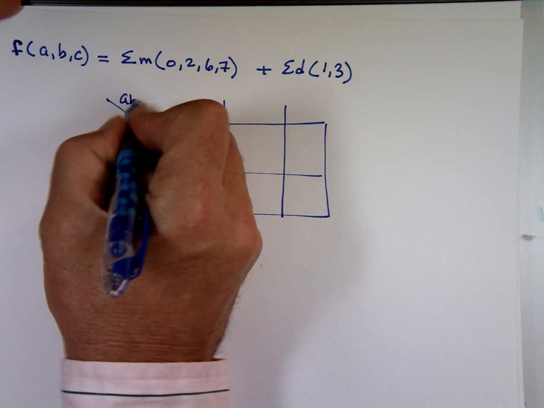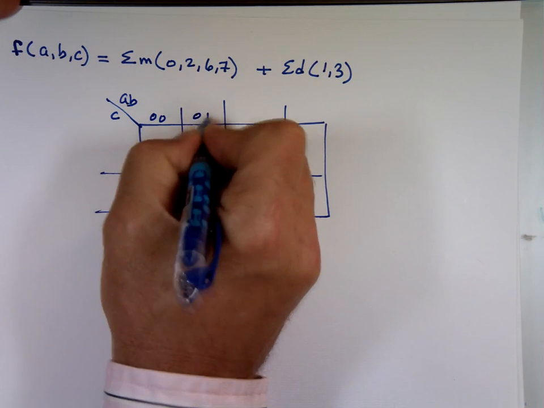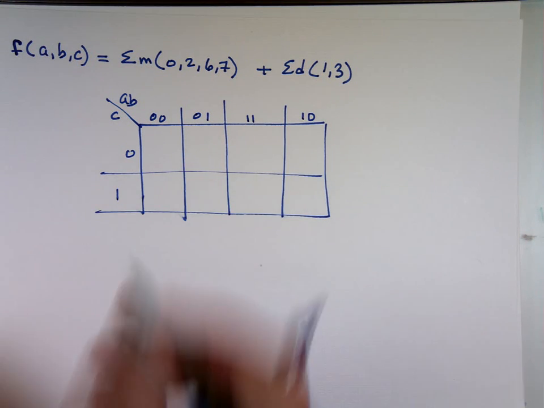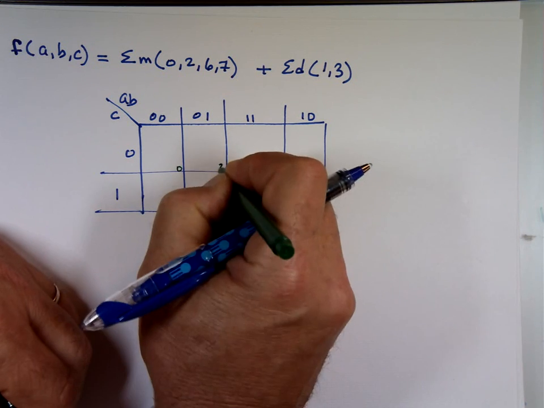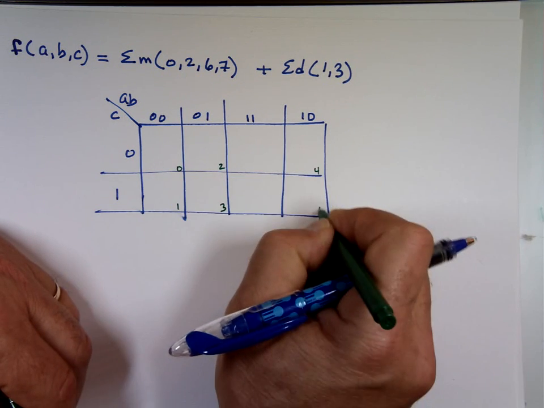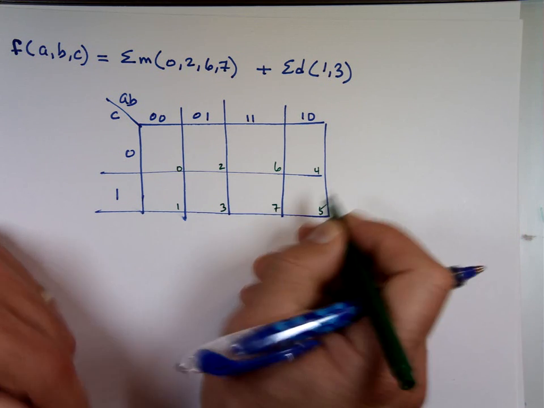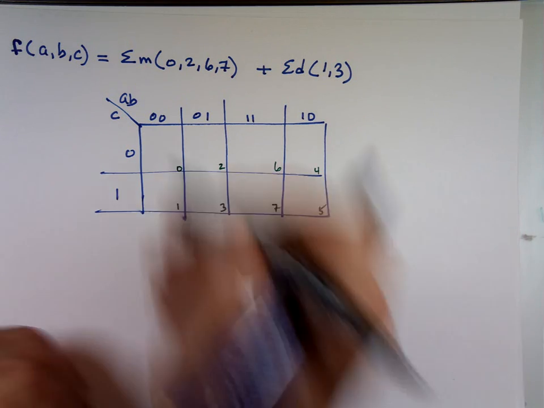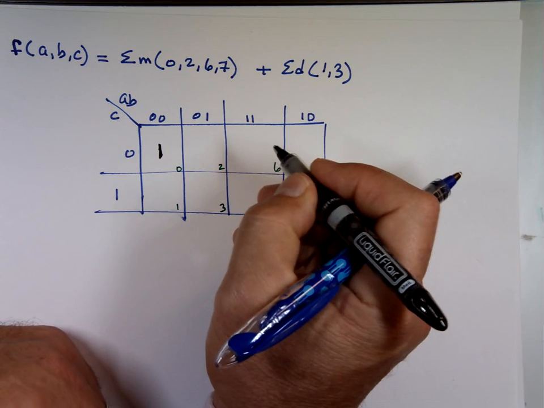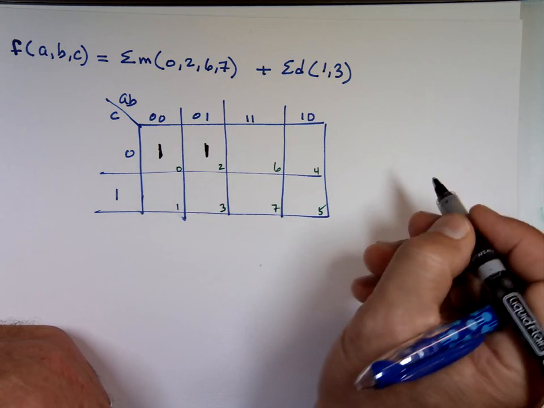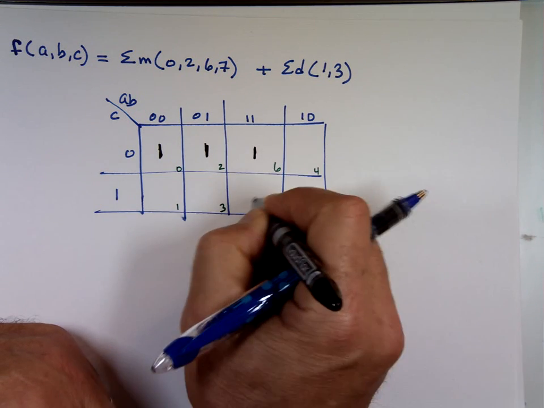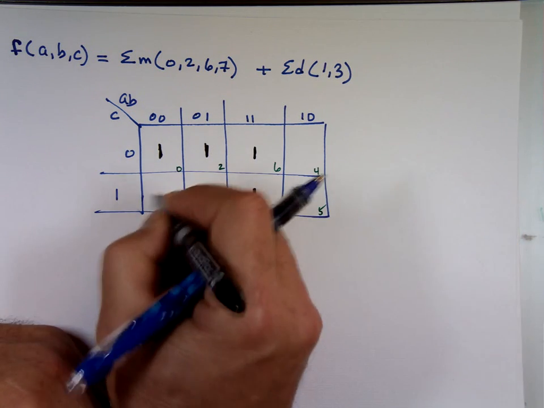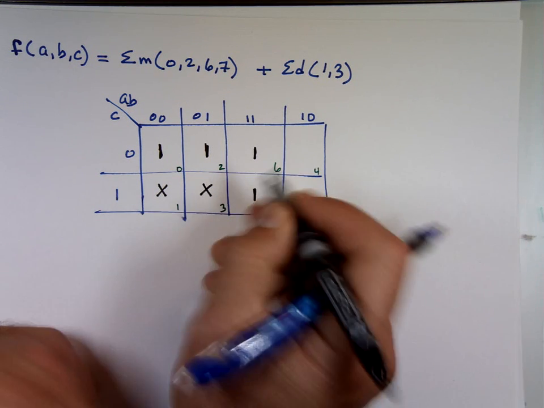So A, B, and C. Again, if you try to follow the numbering for that, that's location 0, 1, 2, 3, 4, 5, 6, and 7. So you have a value of 1 where? At 0, at 2, at 6, at 7. And you got a don't care at 1 and 3. X and X. I use X for don't care.